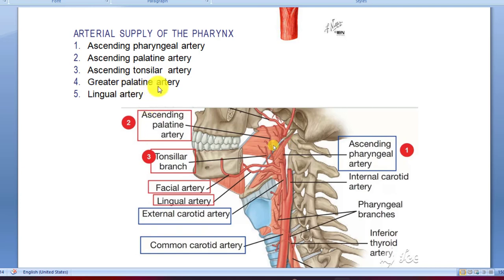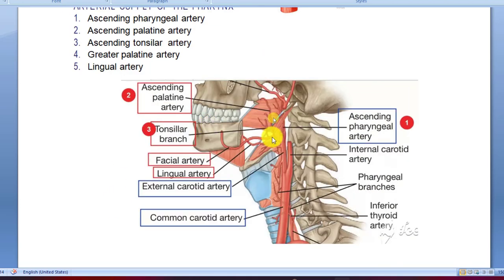And then there is the greater palatine artery. It also gives a little bit of supply to it, and the lingual artery also gives a little bit of supply to the pharynx. So 5 arteries are responsible to supply blood to the pharynx, and you can see in this diagram that I have shown, right?